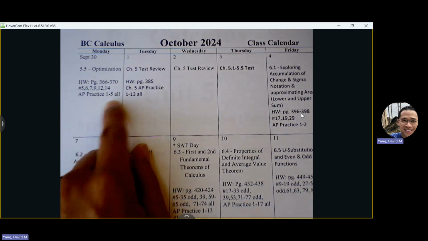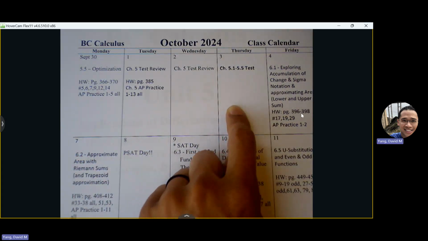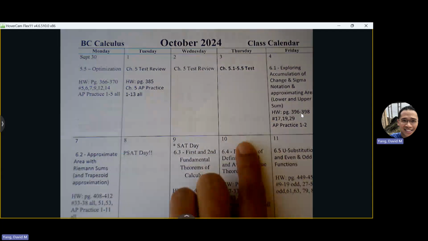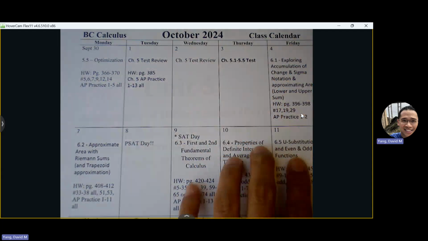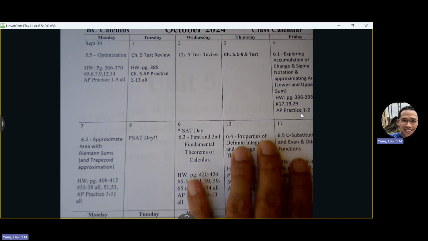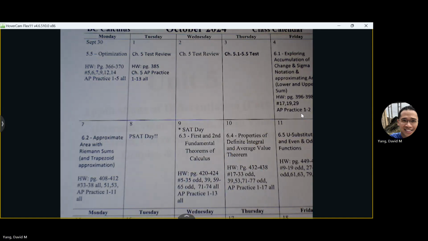And then that first week of October, we're going to have a unit test, and then we start second semester content with antiderivatives. And we'll be able to complete all of the AP content by the time we reach the end of the semester in December.